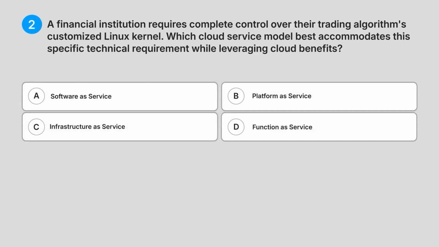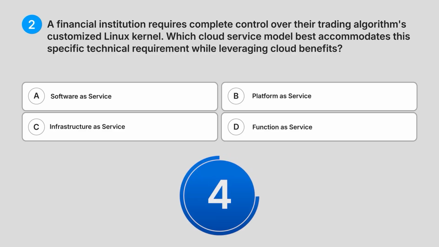2. A financial institution requires complete control over their trading algorithm's customized Linux kernel. Which cloud service model best accommodates this specific technical requirement while leveraging cloud benefits? A. Software as a service. B. Platform as a service. C. Infrastructure as a service. D. Function as a service. Do you know the answer?